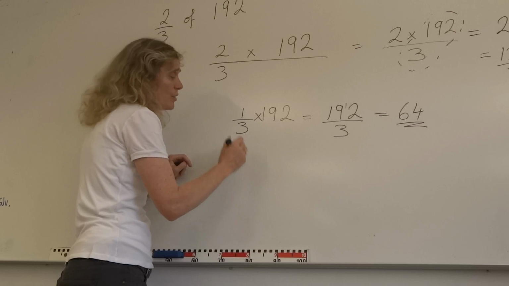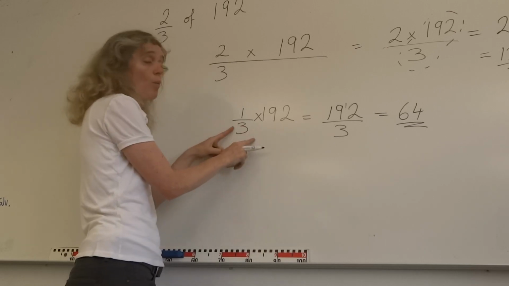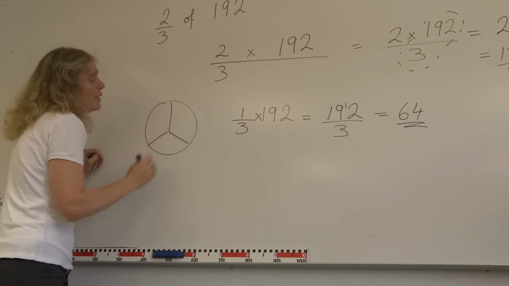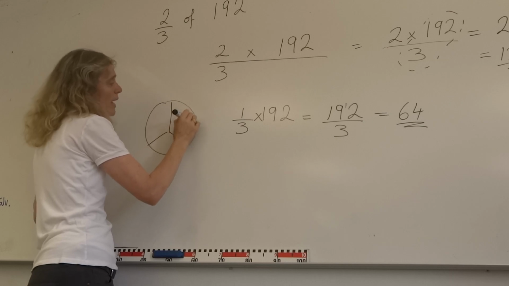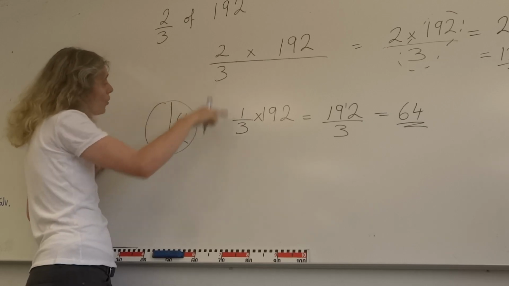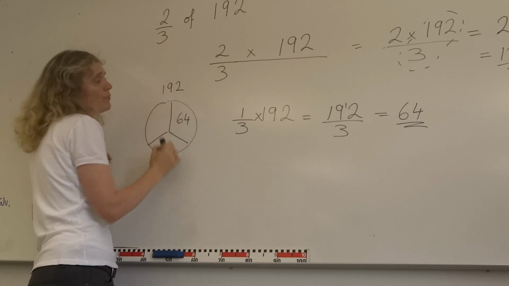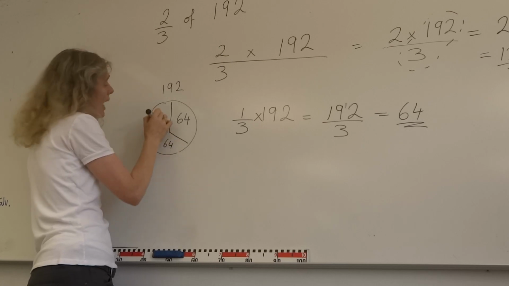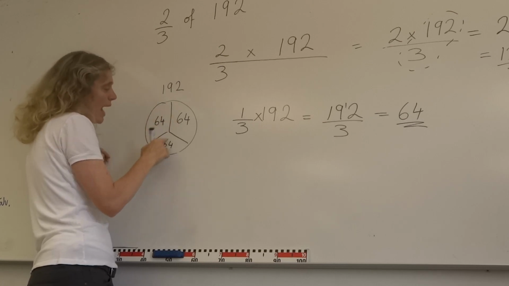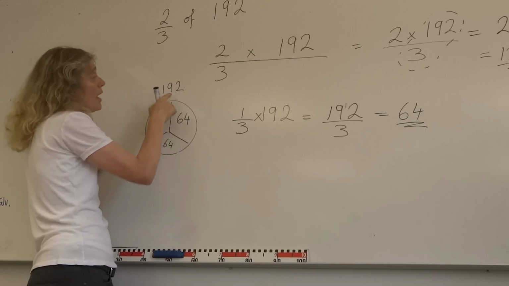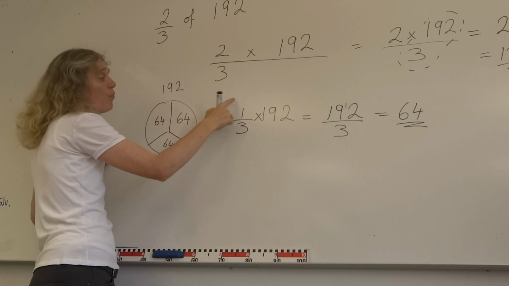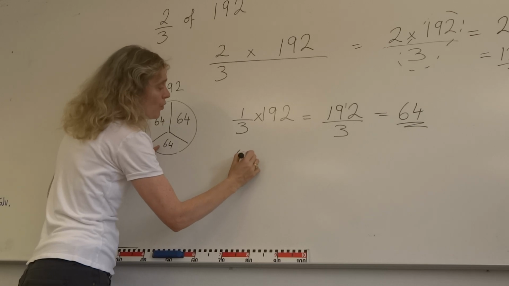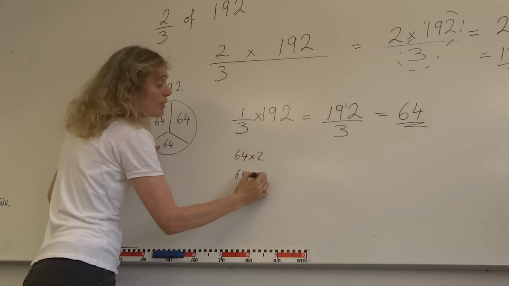So 2/3 of 192 must be twice as big as what 1/3 was, because if we think of our circle here, here is 1/3 and in here we have 64. The whole circle should be 192. In this third we have 64, in this third we have another 64, and in this third we have another 64. And if we add all of these 3/3 up, we get the number 192. If 1/3 is 64, how many is 2/3? It's going to be 64 times 2, or 64 plus 64.